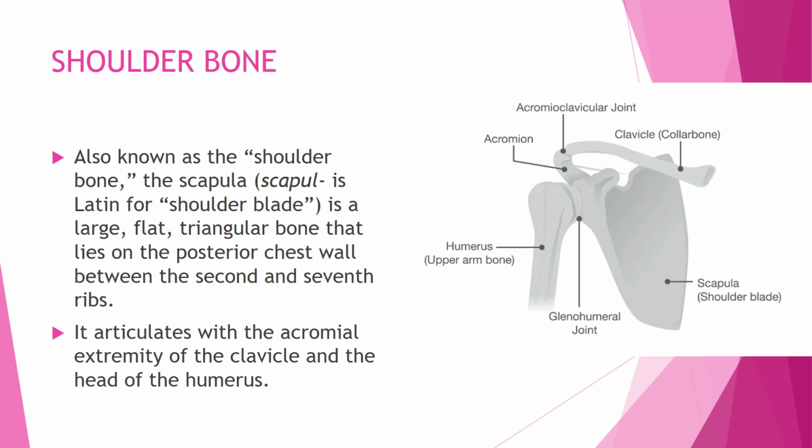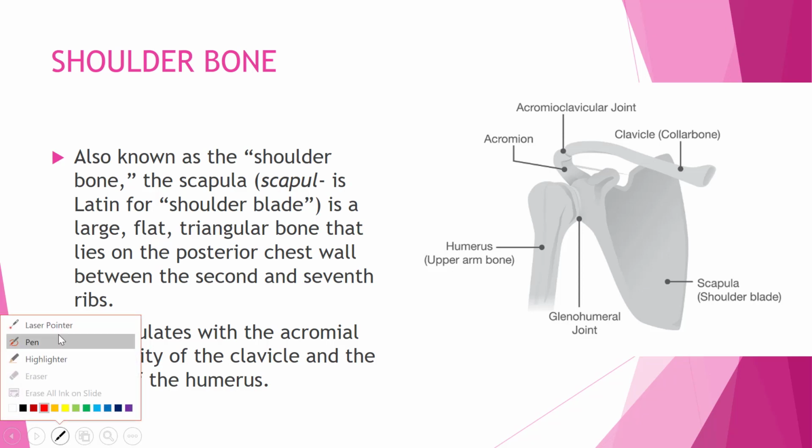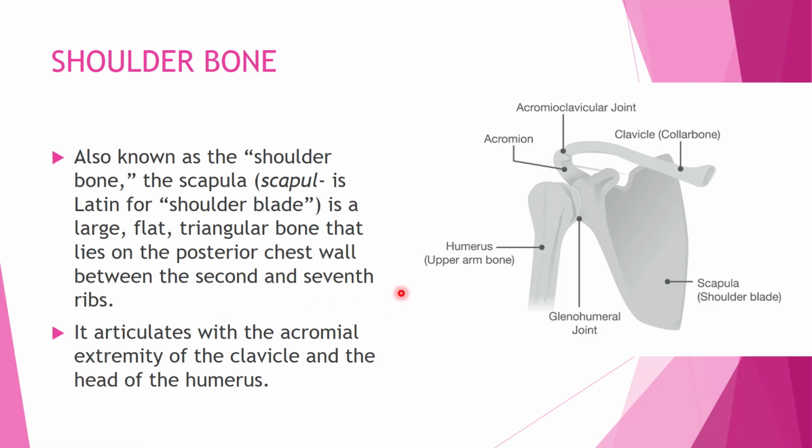Scapula is also known as shoulder bone. The word scapula is derived from a Latin word scapul, which means shoulder blade. So it is also known as shoulder blade. Shoulder bone or shoulder blade is a large, flat, triangular bone.